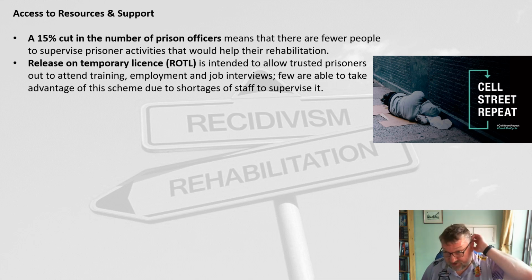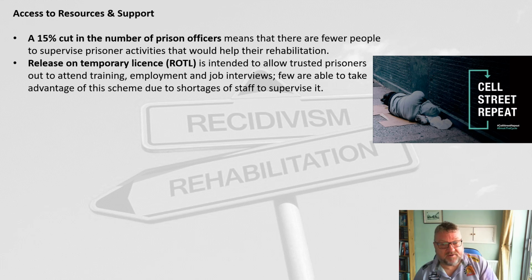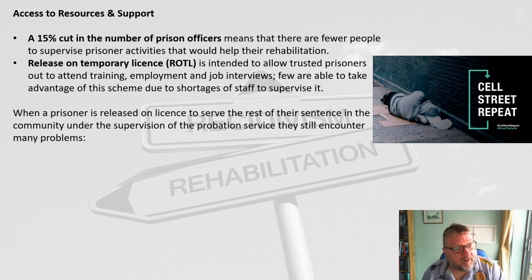That leads me on to release on temporary licence. And that is a scheme that's intended to allow trusted prisoners out of prison on day release or overnight to attend training, employment, job interviews. And that's a good scheme, but the reality is very few are able to take advantage of this scheme because there aren't the staff to supervise it because of the reduction in staff. So you could argue that's not the prison officers' fault or the prison services' fault, the reduction in staff and the increase in numbers in prisoners, but they're basically presented with a perfect storm where they can do nothing about it. So again, have a think on that one.